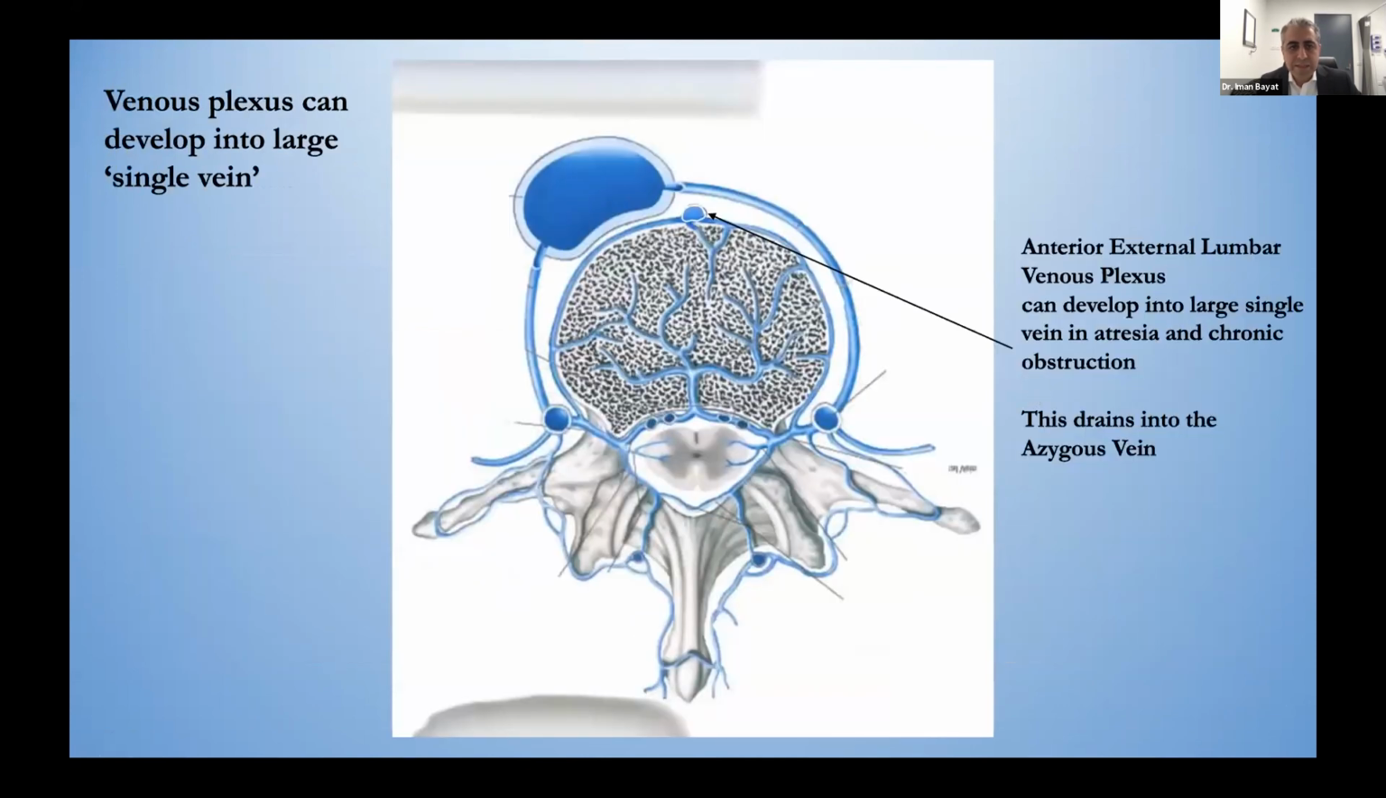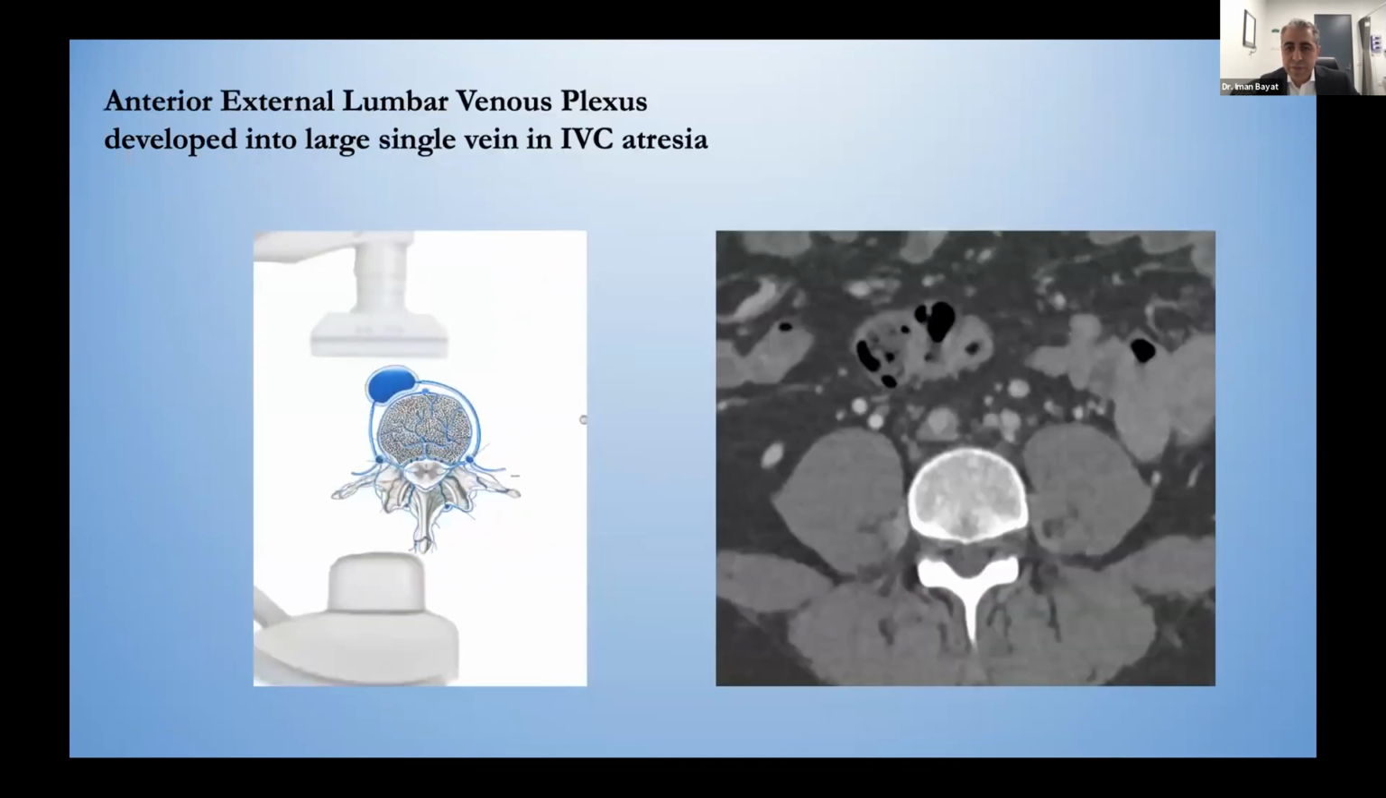Now, venous plexuses over time can develop into large single veins. Initially I found this quite confusing. I was like, what is this vein sitting in front of the vertebral body? And I couldn't find a name for it. And of course, that is your anterior external lumbar venous plexus, which over time can develop into a single vein.